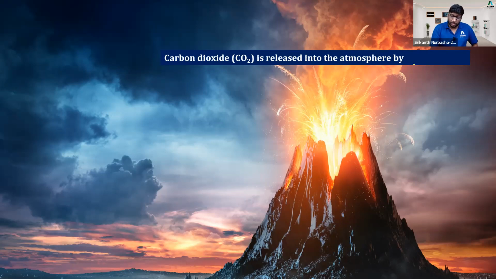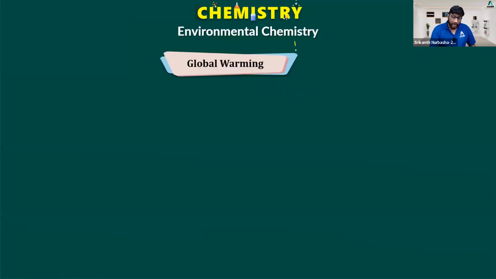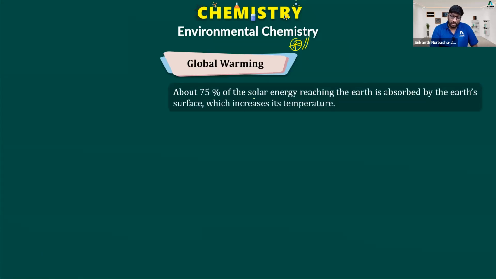Carbon dioxide is released into the atmosphere by volcanic eruptions as well. These are the different ways from which carbon dioxide can be obtained. The main problem of carbon dioxide is that it is responsible for global warming. About 75% of solar energy reaching the earth is absorbed by the earth's surface.